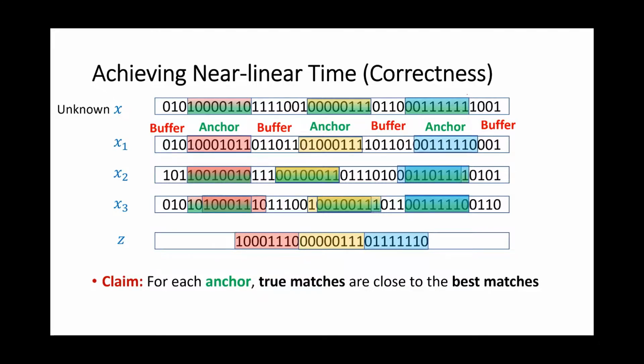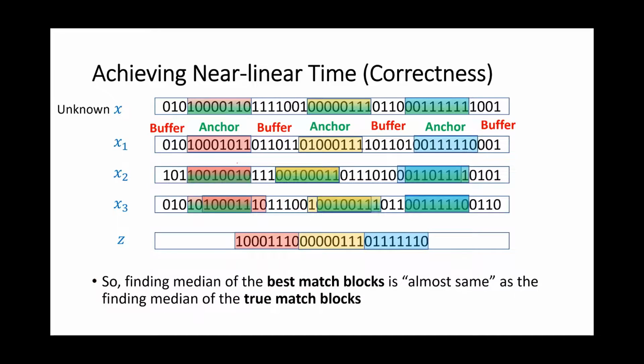So I will not talk about the proof. I will not provide the proof here. But in the proof, we crucially use the fact that X was chosen uniformly at random. So now it basically says that finding the median for the best match block is almost the same as finding the median for the true match block.